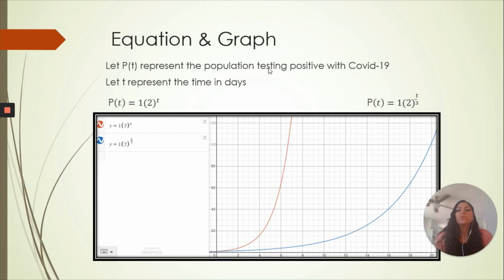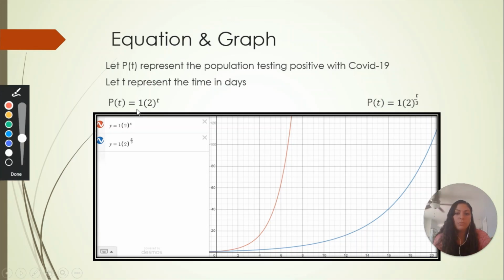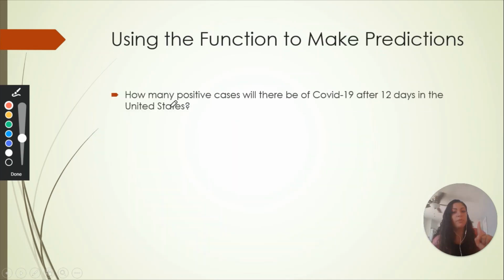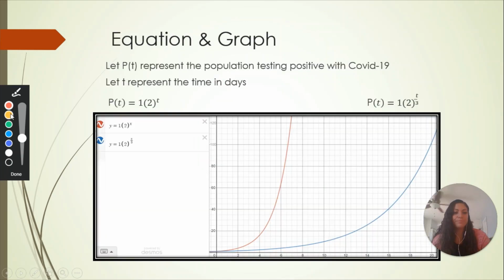Now, we already talked about where this 1 and where this 2 comes from. The 1 is our initial value, that first person that brought it to the US. Our 2 is the fact that coronavirus is doubling in the US. Now, t represents the time in days. So if I plug in numbers to this t, you can see I already graphed it here in red. It is this red graph here. And as you can see, it is growing much faster than the blue graph.